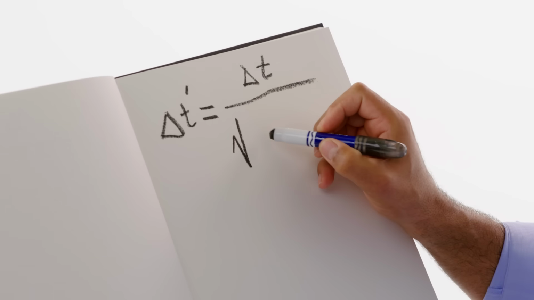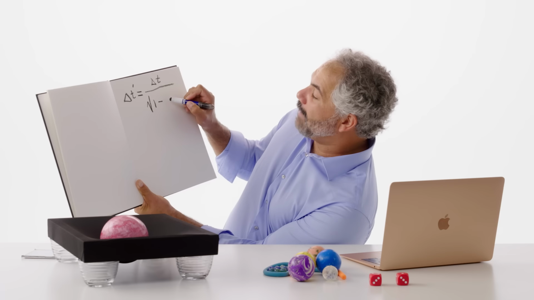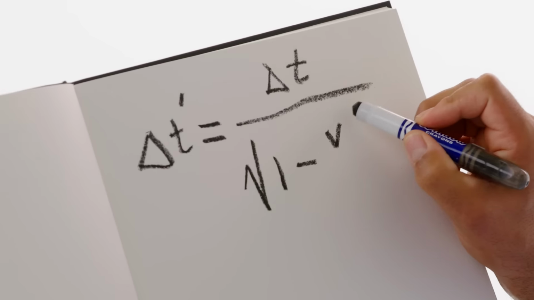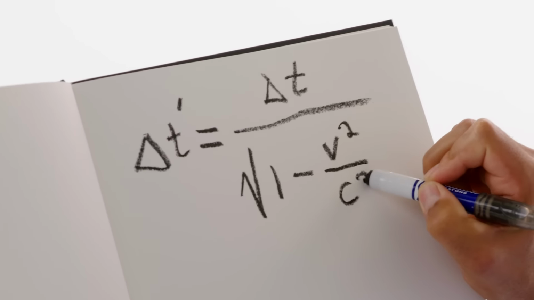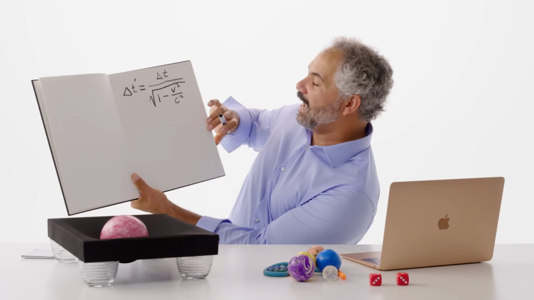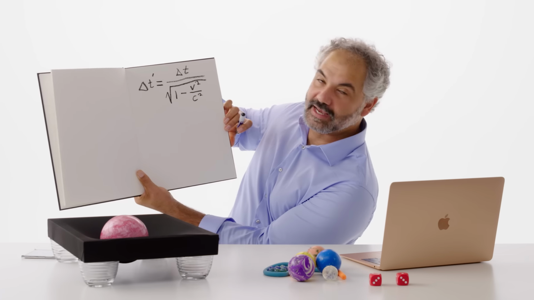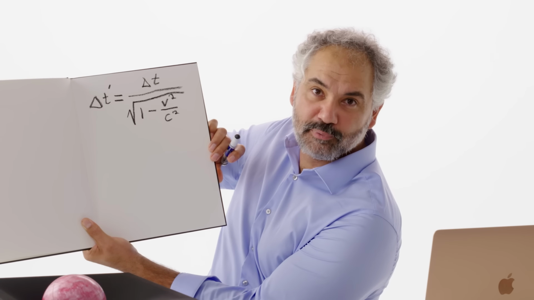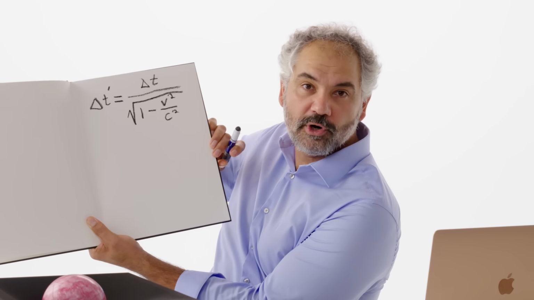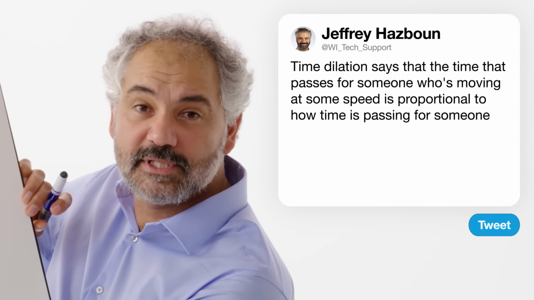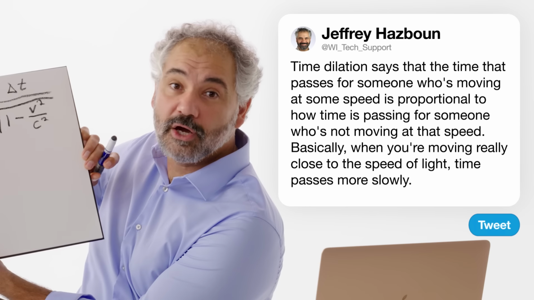And there's this funky square root down here. And what matters is the comparison of how fast that person's moving, that's what v is, as compared to the speed of light. And as you go faster and faster and faster, that factor of delta t prime gets longer and longer and longer, so time is passing more and more slowly. When you get to the speed of light, time no longer passes.